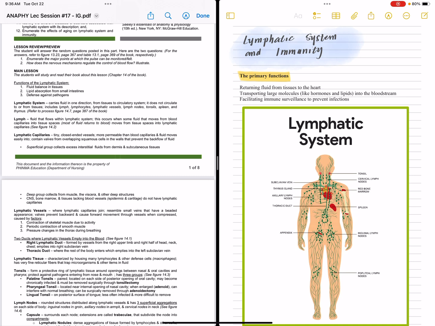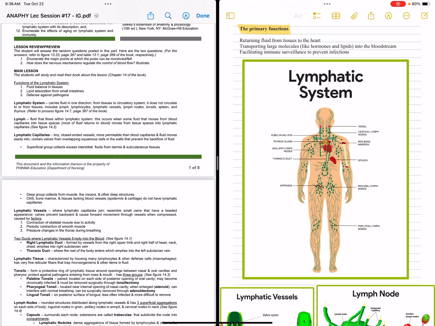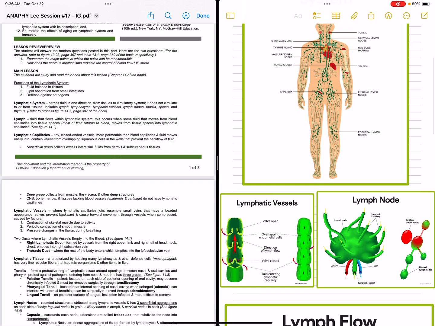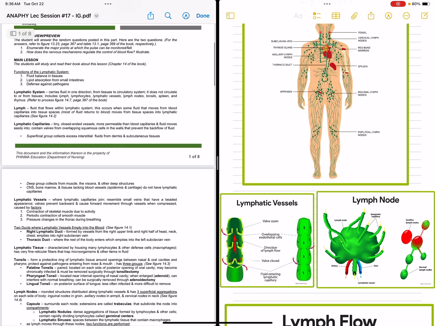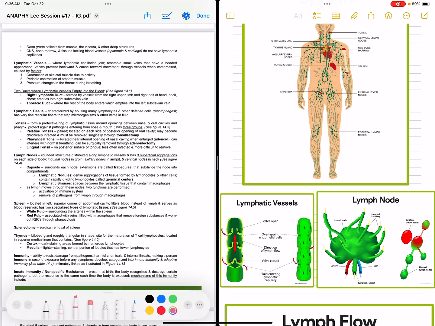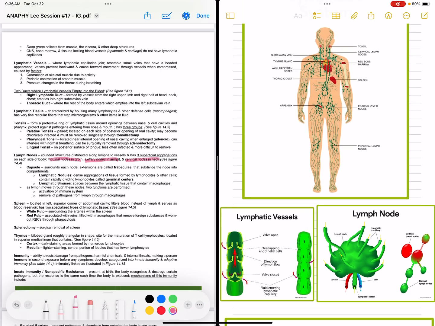Okay? So, makita nyo dito sa picture ang lymphatic system natin. So, ang mga bilog-bilog na green ginatawag nga lymph nodes. Ang lymph nodes are rounded structures distributed along lymphatic vessels and has 3 superficial aggregations on each side of the body: inguinal nodes in groin, axillary nodes in armpit, and cervical nodes in neck. Okay? So, ari sa neck naton, cervical lymph nodes, inguinal lymph nodes, kag axillary lymph nodes.